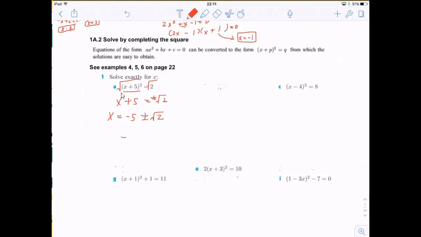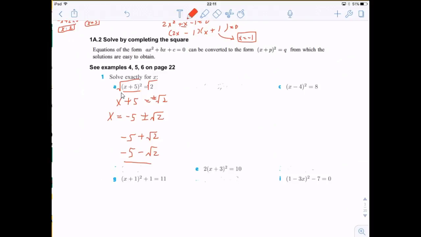One of the solutions is negative 5 plus square root of 2. Square root of 2 is about 1.4, so it's about negative 3.6, okay? Or negative 5 minus square root of 2. Now, you might say, well, why don't you write negative 3.6? Because it's not exactly negative 3.6. In fact, it goes on forever. Square root of 2 is an irrational number. The digits go on forever. So negative 5 minus square root of 2 is the other solution.